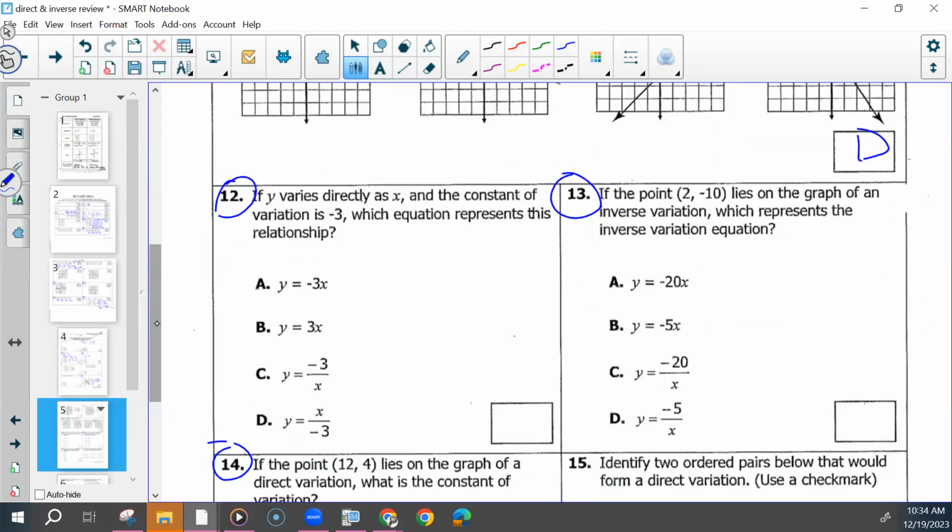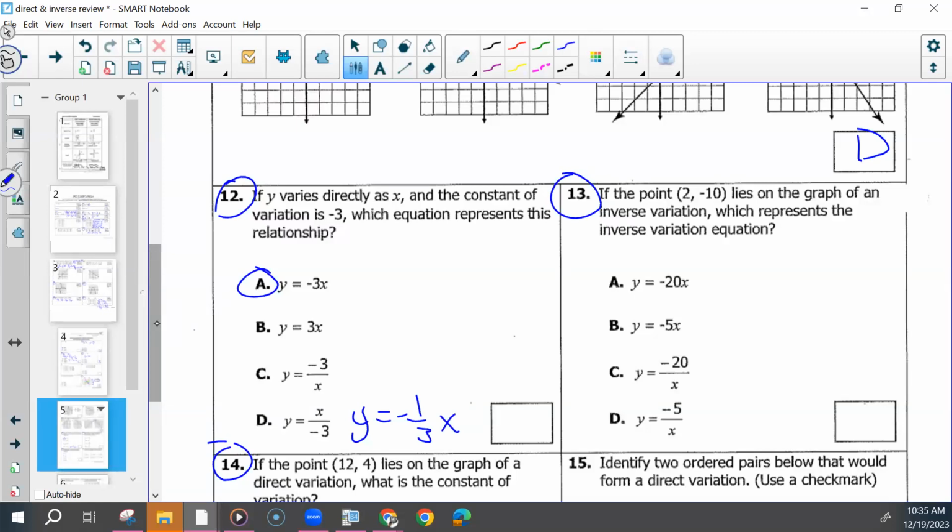For number 12, if y varies directly as x and the constant of variation is -3, which equation represents this relationship? C and D, no, C would be inverse, D would be direct, because I could rewrite this, but this would be -1/3, not 3. B doesn't work because it's not negative.